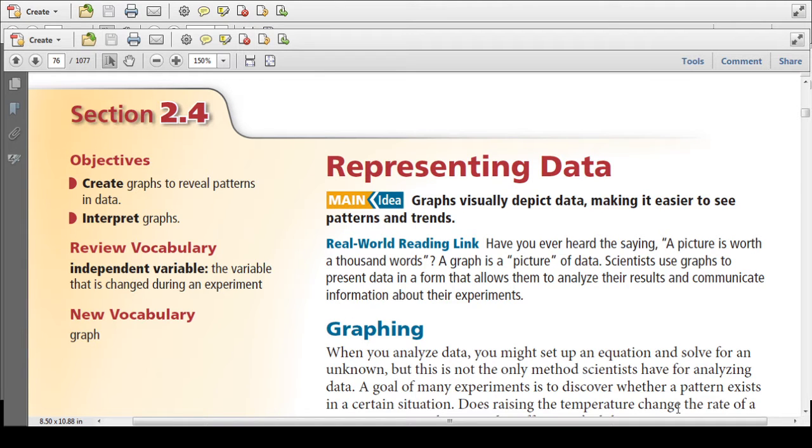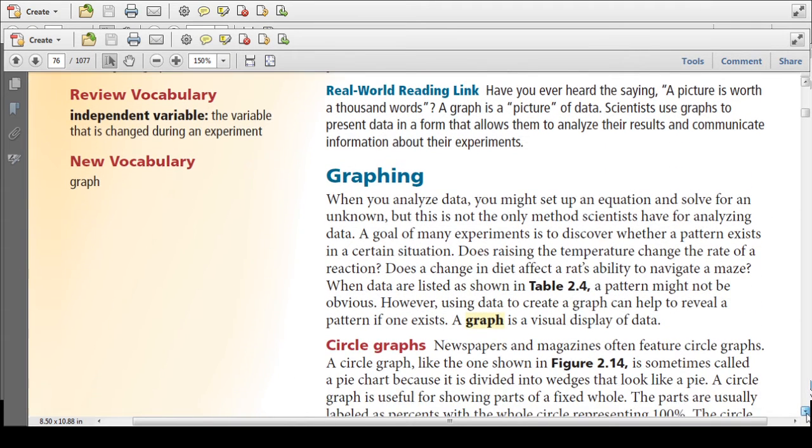Chapter 2, Analyzing Data, Section 4, Representing Data. The objectives of this lesson are to create graphs to reveal patterns in data and interpret graphs. Some vocabulary to review is independent variable, and some new vocabulary is graph.